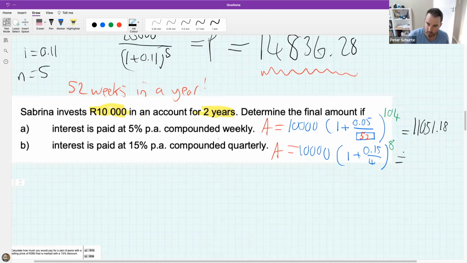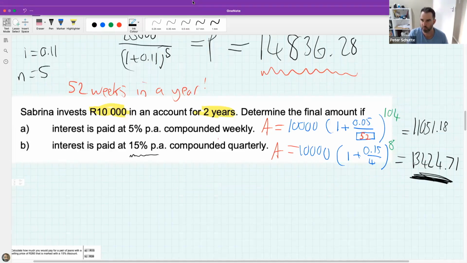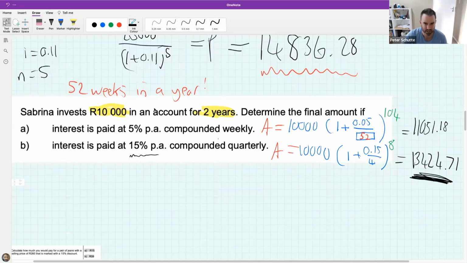And for this one, open bracket, 1 plus 0.15 over 4, to the power of 8. And that is going to be 13,424.71. So out of the two options, it's clear that this ends up with a much bigger amount. But that also is because this is 15% compounded quarterly, whereas that is 5% compounded weekly. So that kind of makes logical sense to me.